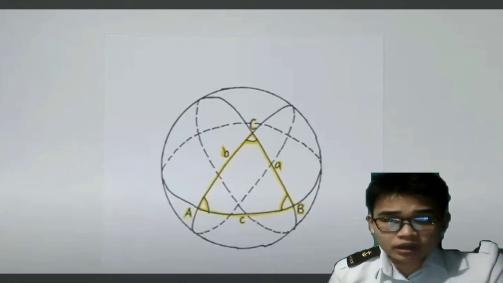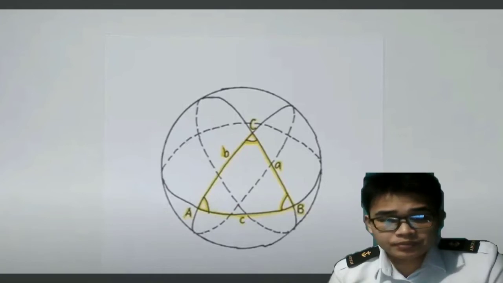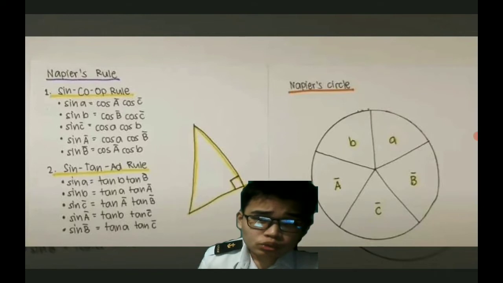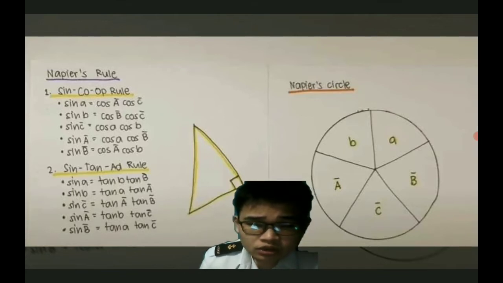And now let's go with the formulas to be used when solving with Napier's rule. These are the formulas that we will use in solving spherical trigonometry using Napier's rule. We have two methods and many formulas: the sine cosine opposite rule and the sine tangent adjacent rule. We don't have to memorize these formulas, but we just need to understand their derivation and understand the formulas themselves.